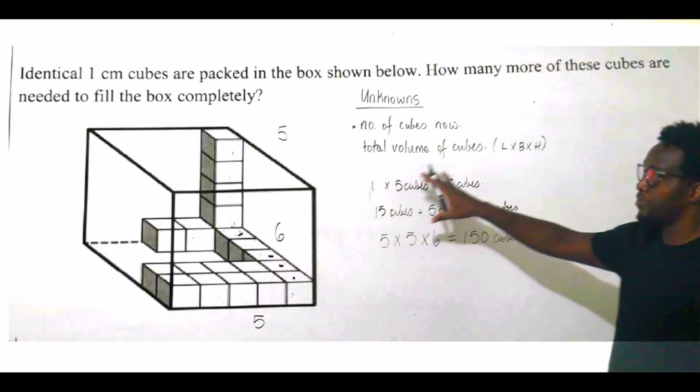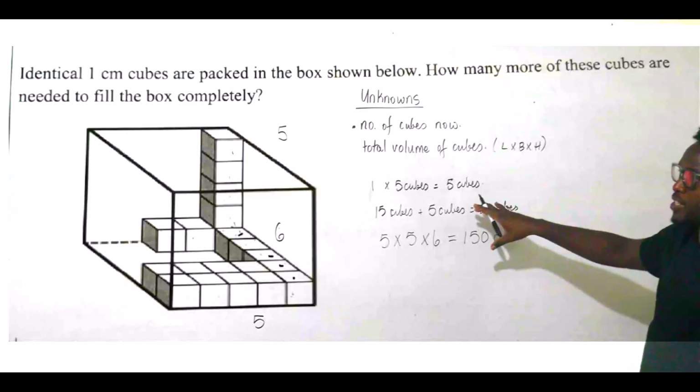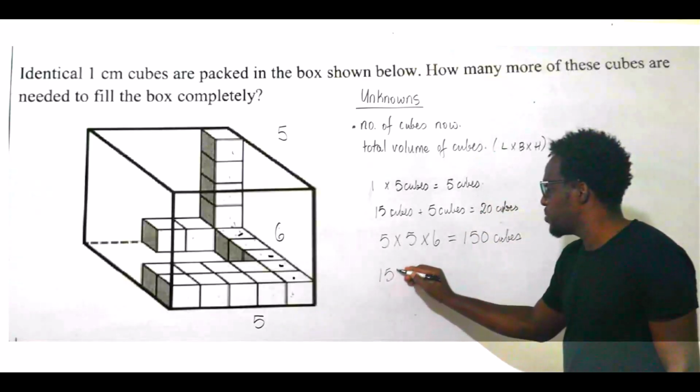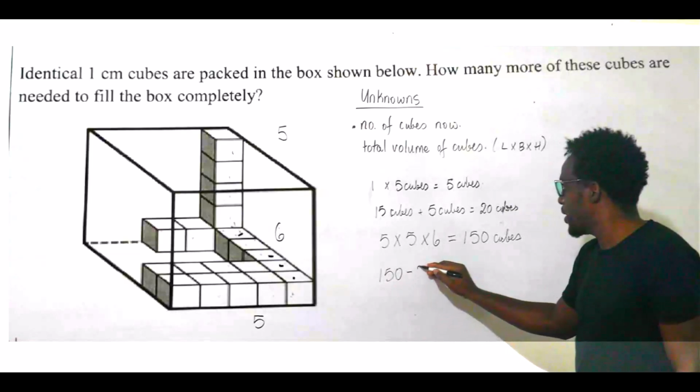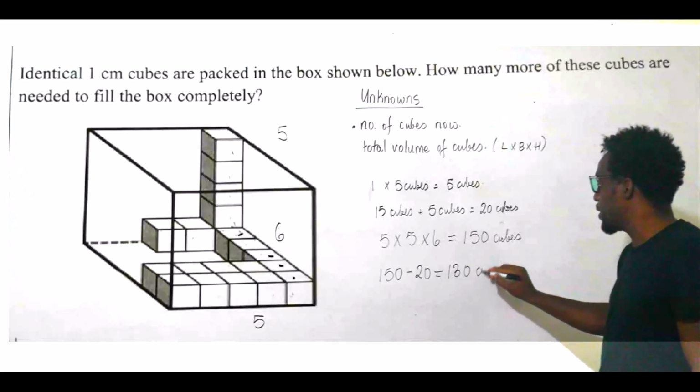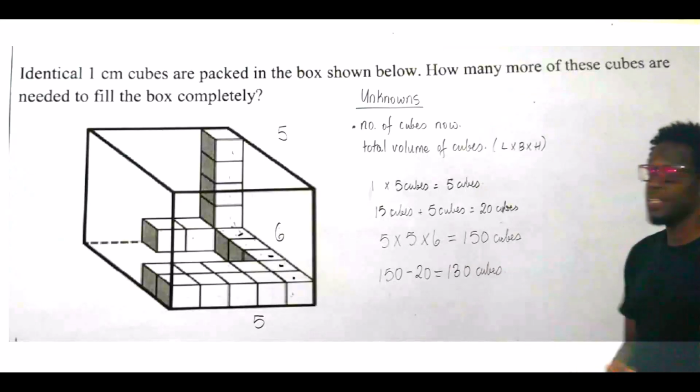Now, that's the total number of cubes if this entire thing was full. But luckily for us, there are 20 cubes already in there. So we're going to do a little subtraction to figure out how many cubes still need to go in. And we get an answer of 130 cubes. And that's going to be the answer.